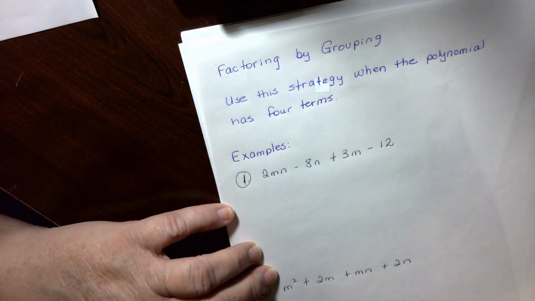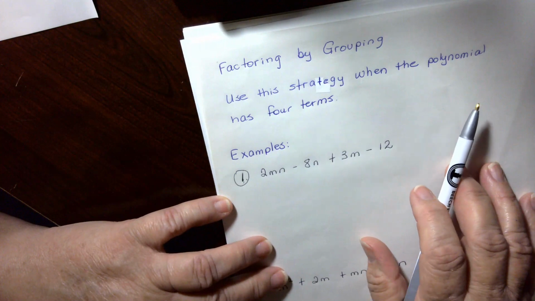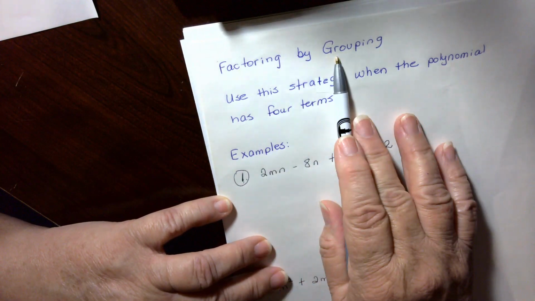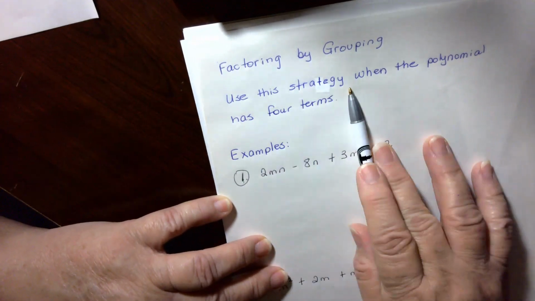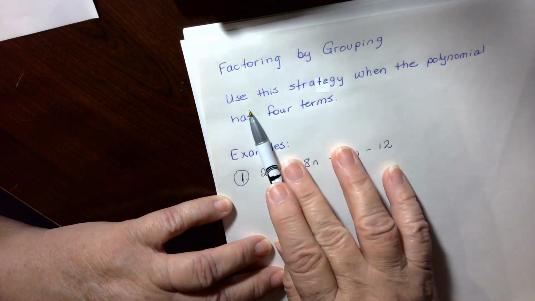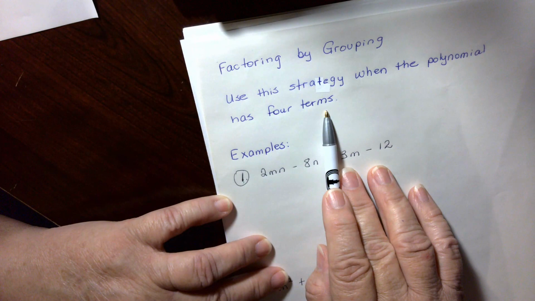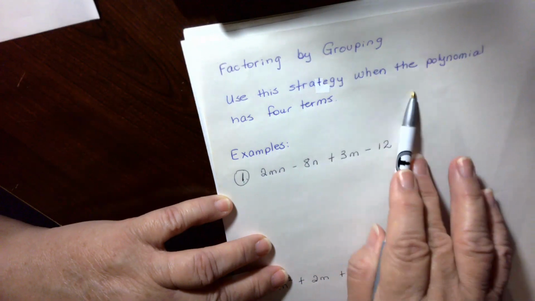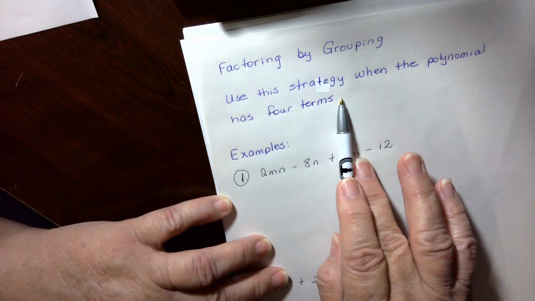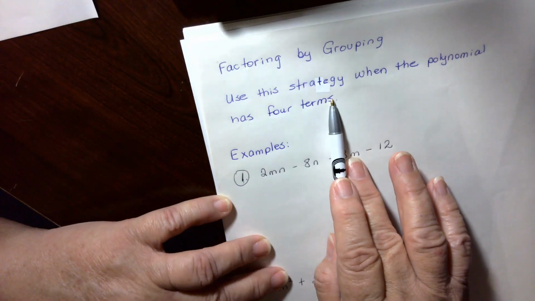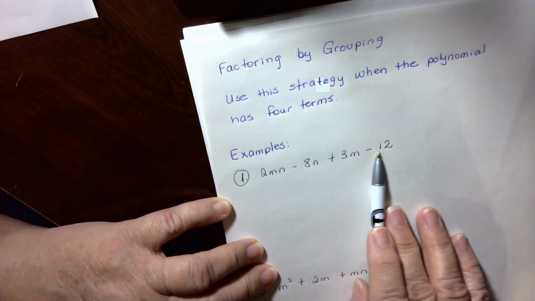Alright, this lesson is to help you with factoring by grouping. You're going to use this strategy when the polynomial that you're given to be factored has 4 terms. Previously, we talked about what to do if there were 2 terms or 3 terms. So this is the strategy for if there are 4 terms.